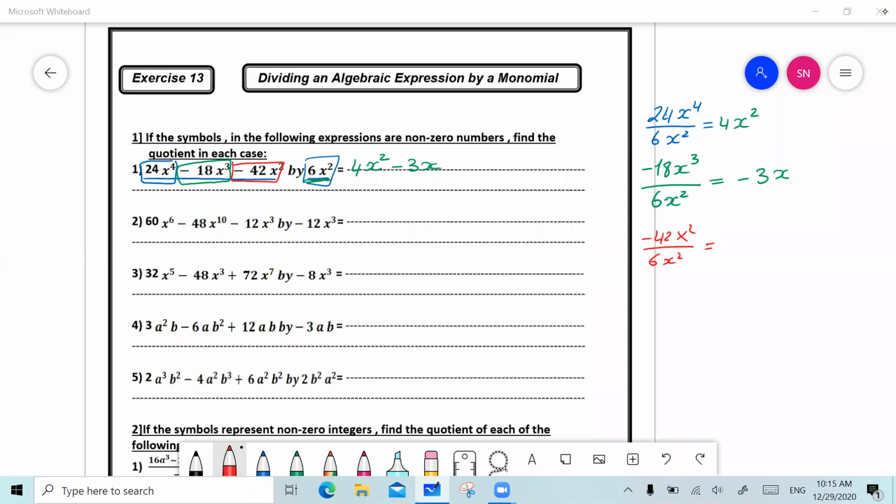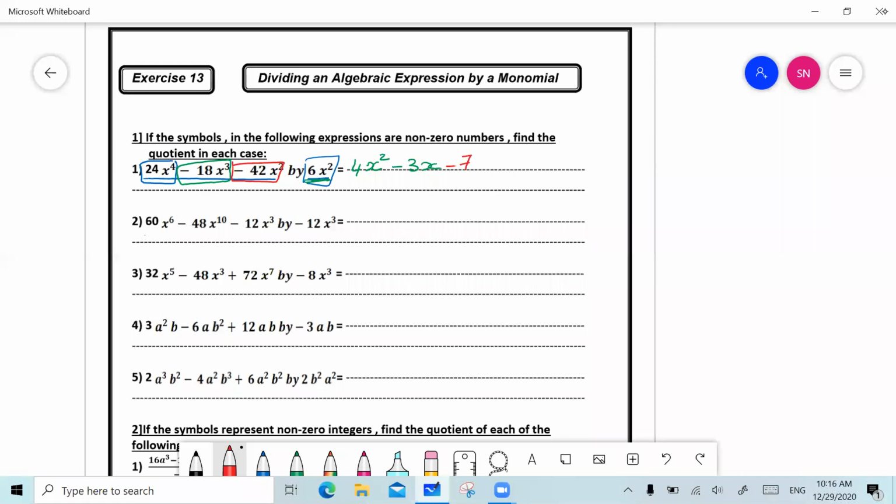Okay, so this is equal to negative 7. And x squared divided by x squared is x to the power of 2 minus 2, which is equal to x to the power of 0, so I don't write it. So I will have here at the end negative 7. Let's go and do now question number 2.